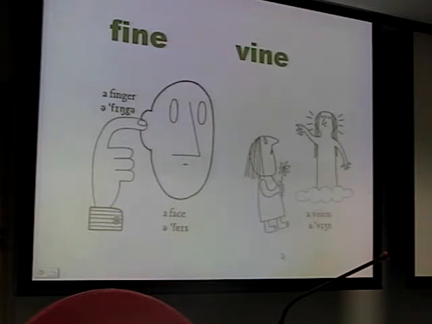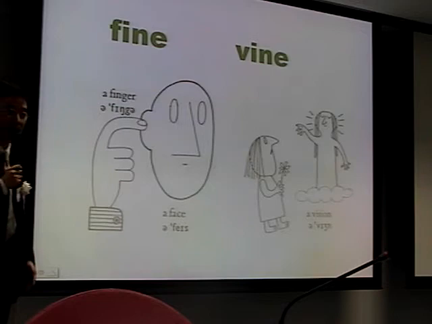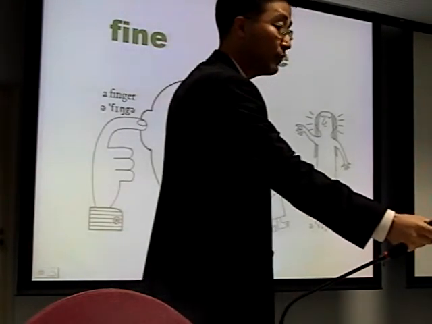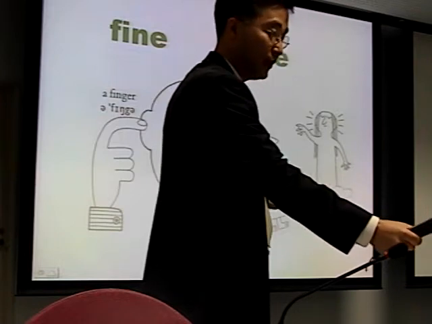So let's do some ear training. The first one is fine. The second one is vine. So the first one is fine. The second one is vine. So which one am I pronouncing? Vine. Second, fine. Fine. Vine. Vine. Yeah. Could you please pronounce these words? Fine. Fine. Very good.